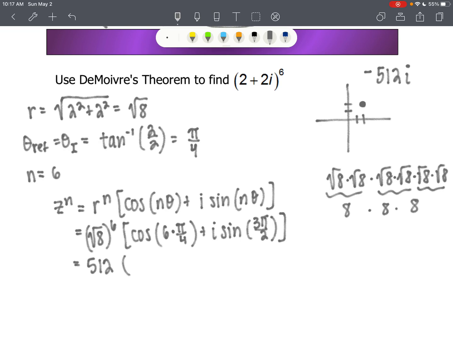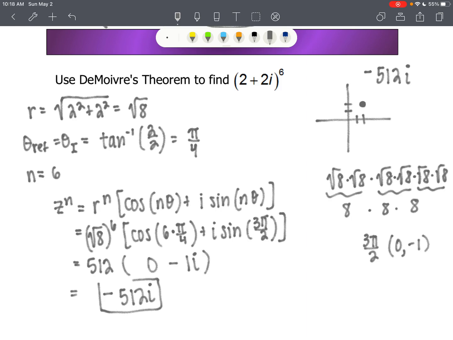The cosine of 3 pi over 2, remember 3 pi over 2 has an ordered pair of 0, negative 1. So the cosine is going to be 0. The sine is going to be negative 1, so I'll have minus 1i. 512 times 0 is 0. 512 times negative i is negative 512i, which is how we get the answer.